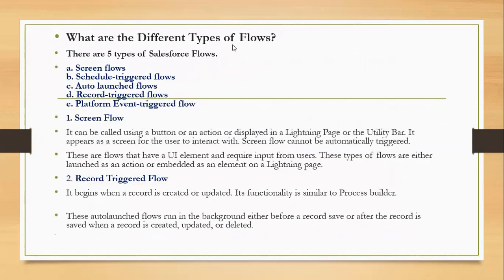Next, what are the different types of flow? There are five types of flow: screen flow, schedule triggered flow, auto launched flow, record triggered flow, and platform event triggered flow.